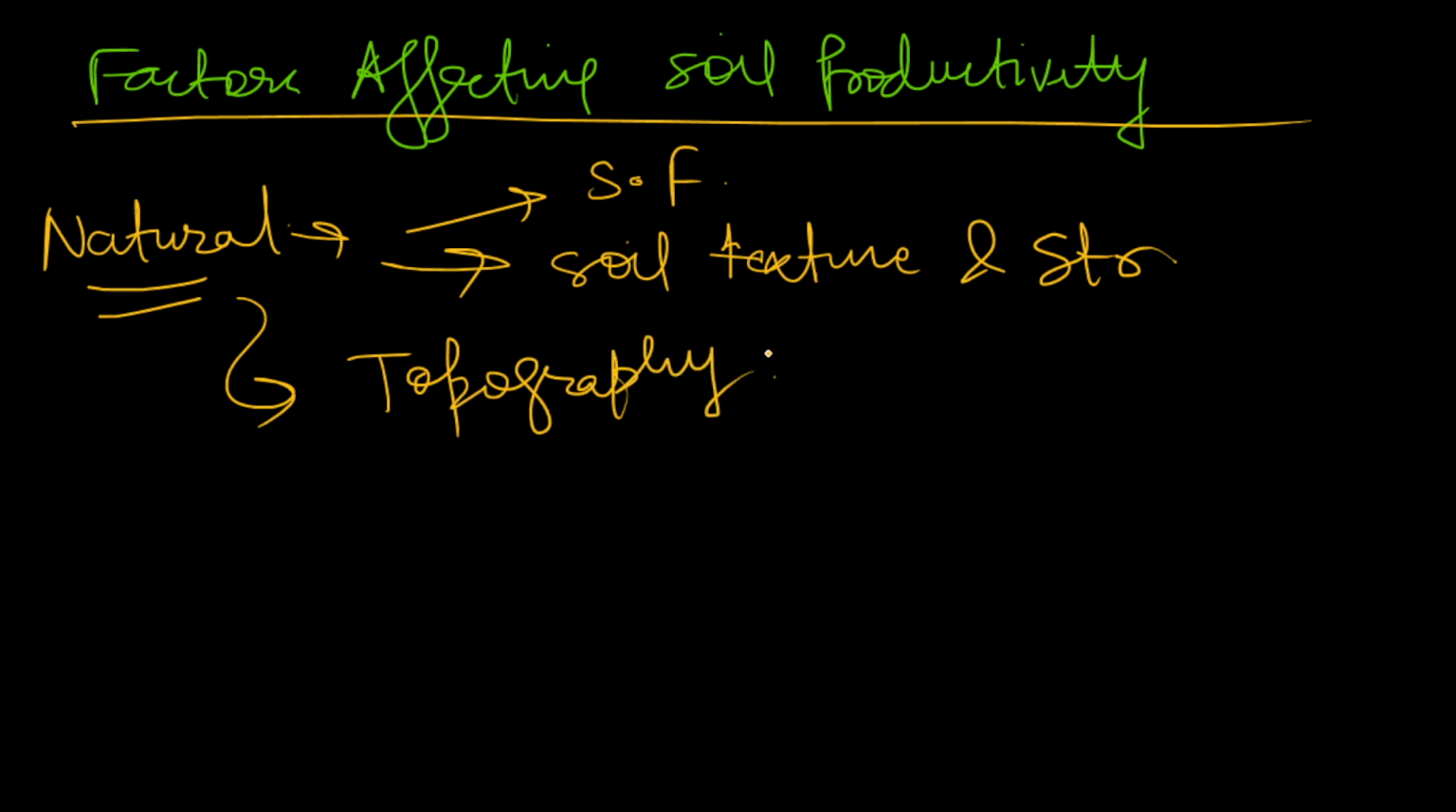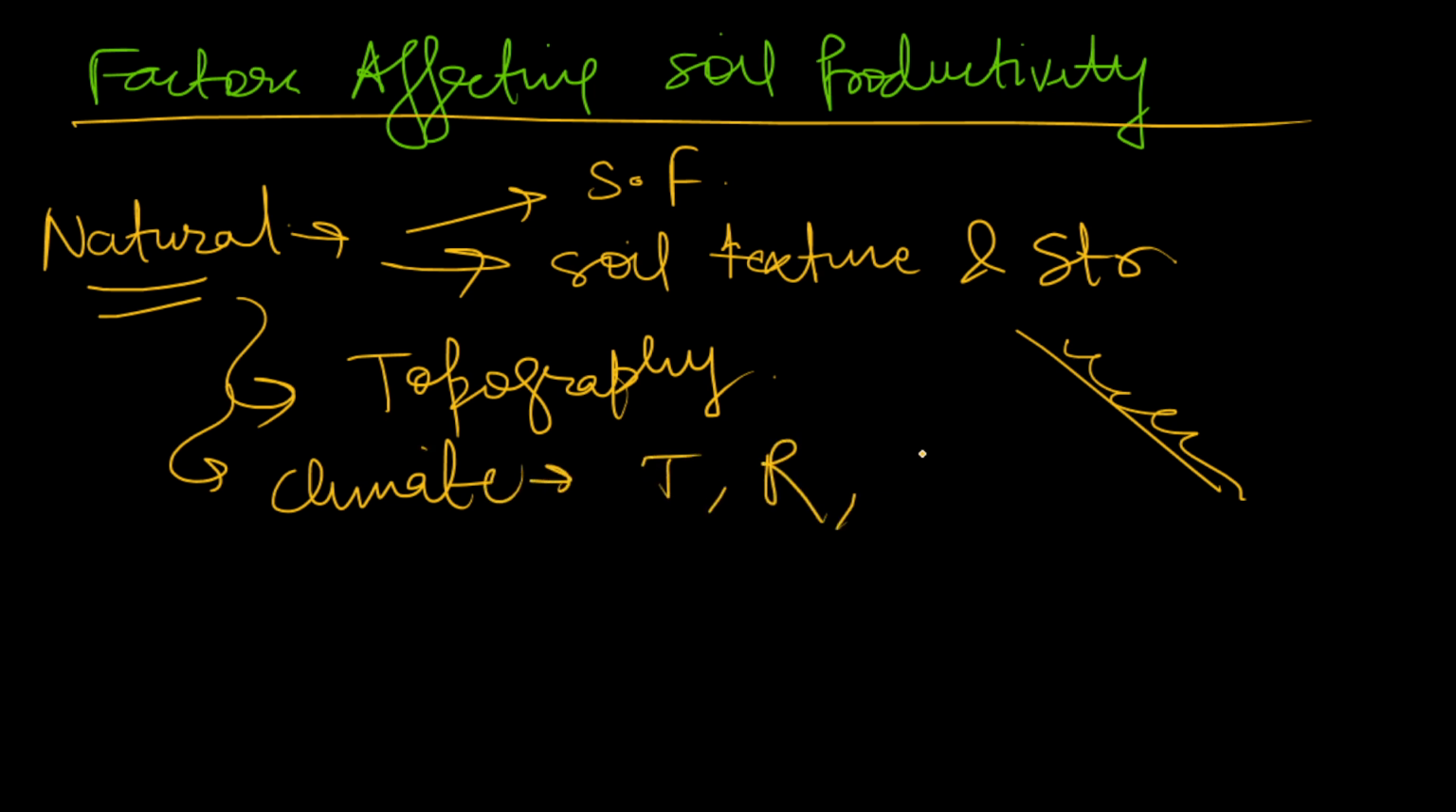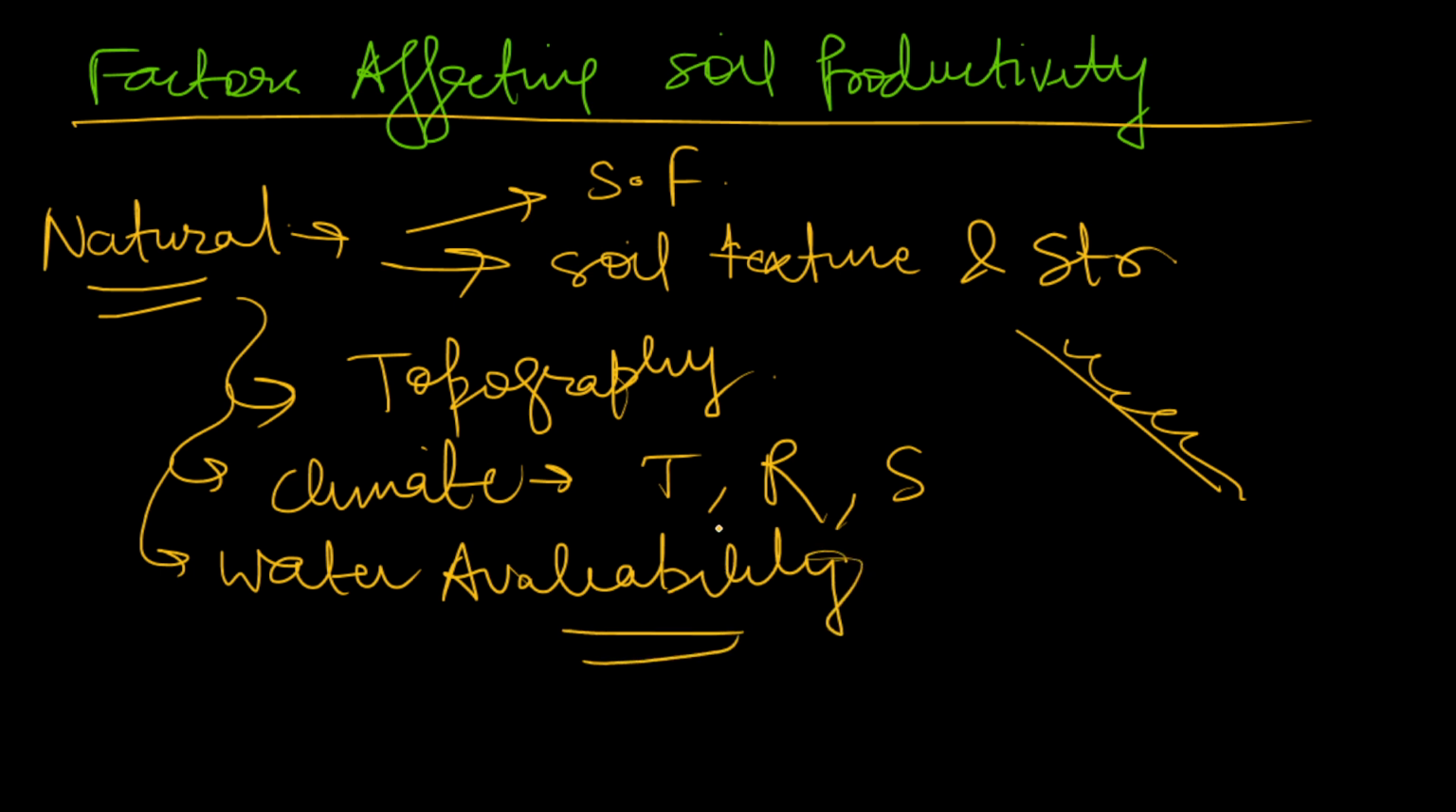Okay, because sloped lands are more prone to erosion. Suppose there is a sloped land, it will be more prone to erosion and the productivity will be low here. You can also mention climate here, obviously temperature, rainfall, sunshine duration, all have an effect on productivity. You can also mention water availability. Obviously without proper irrigation, drainage or rainfall, agriculture is very difficult, and if the crop yield is not good, obviously productivity will not be good.